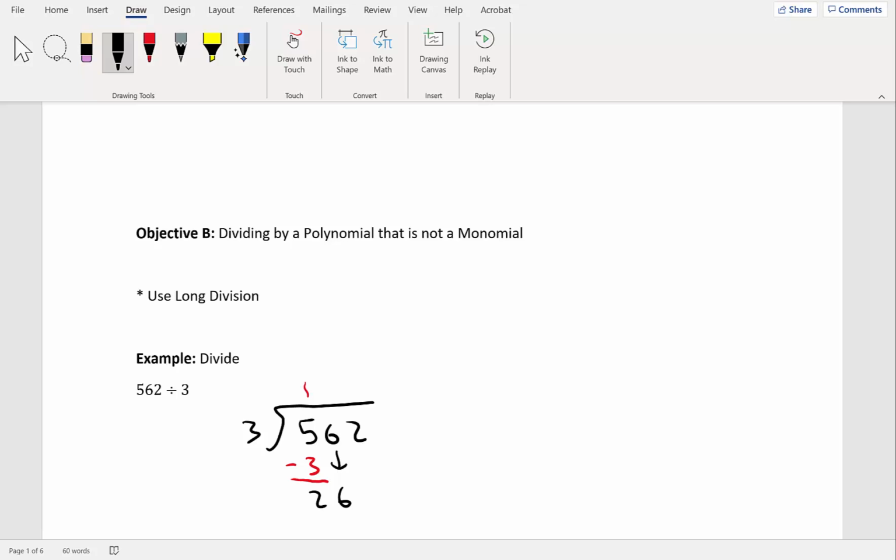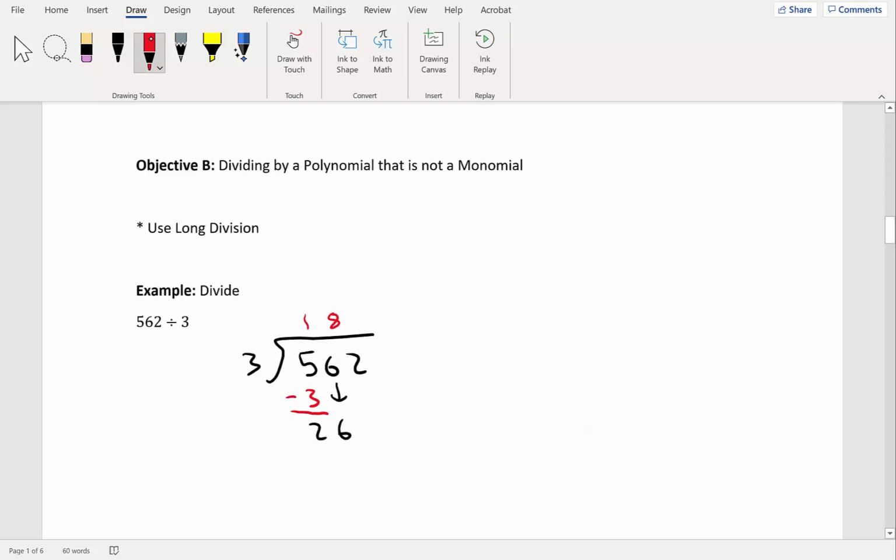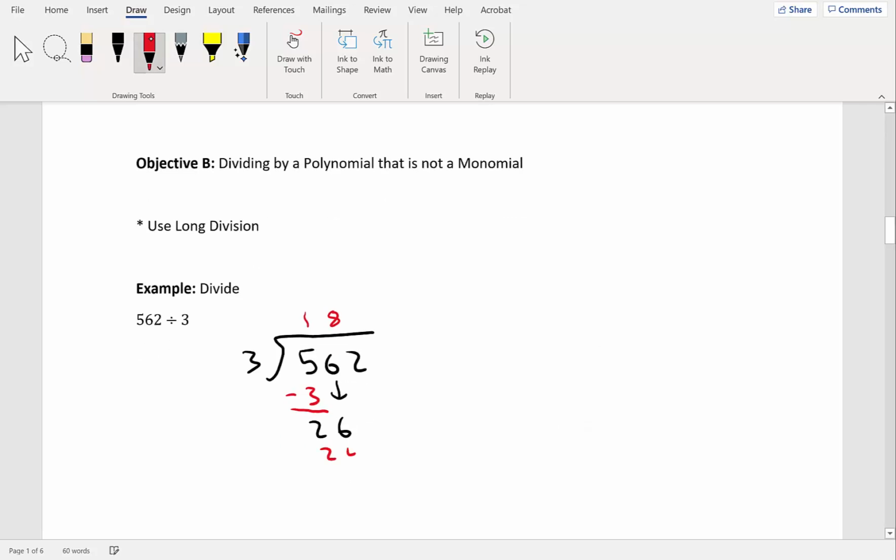So now, what's the largest number we can multiply 3 by to get close to 26 without going over it? In this case, we'd have 8. Now we go ahead and multiply 3 with 8. We get 24. And now we subtract. We get 2. And now you repeat the process. Bring down the next number.